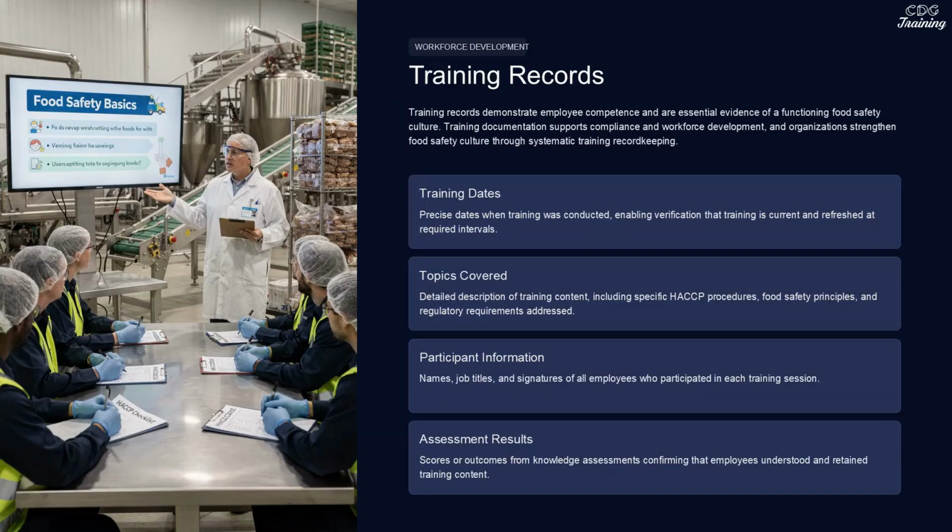Training records are essential for compliance and workforce development. They ensure that training is current and refreshed at regular intervals, covering topics like HACCP procedures and safety protocols. Accurate records also include participant information and assessment results, ensuring employees understand and retain training content.